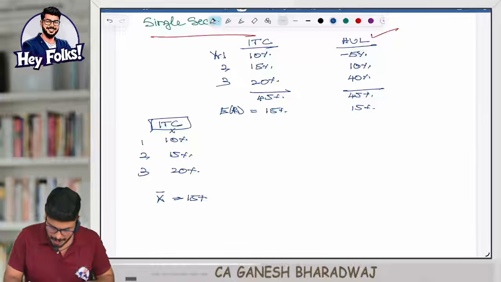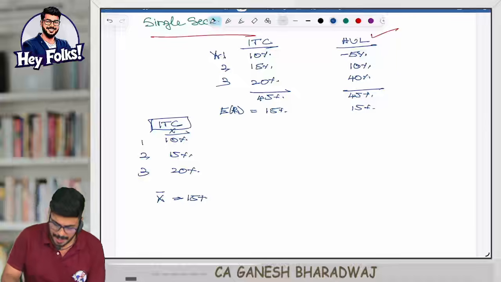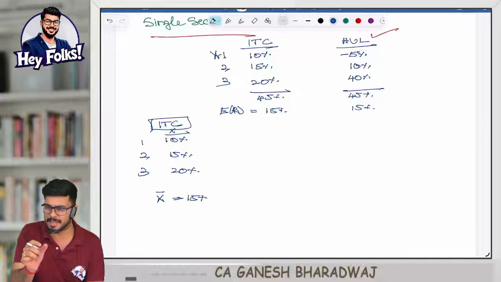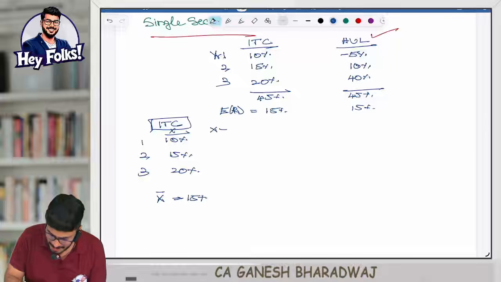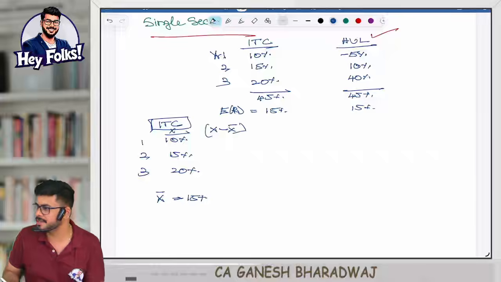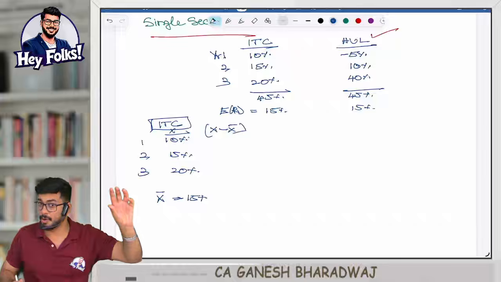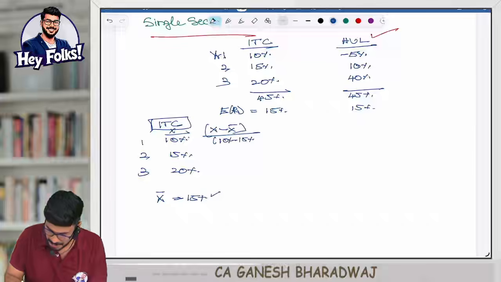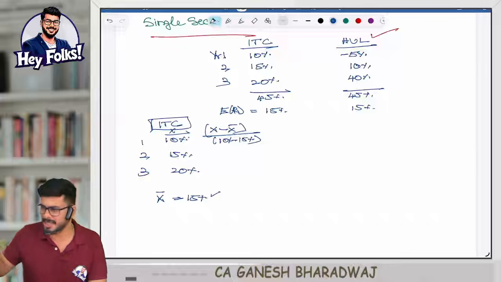Now, here I will call this X. X refers to the actual return in each of the 3 years. Now, can we try to find out by how much each year's return has deviated from its average? So, can I say X minus X bar? In year 1, how much was the return? 10%. But how much was my expected return? 15%. So, here I can say 10 minus 15%. By how much it has deviated is what we are trying to calculate. Is that clear?